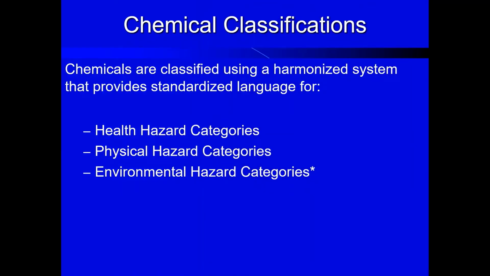Chemical classifications. Chemicals are classified using a harmonized system that provides standardized language for health hazard categories, physical hazard categories, and environmental hazard categories.